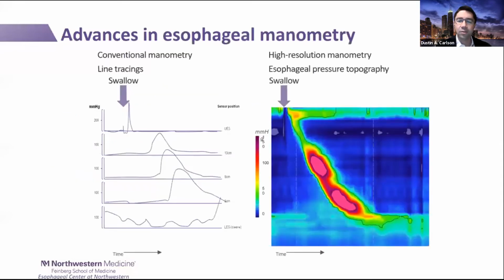First, high-resolution manometry and esophageal pressure topography, or Clouse plots, represented an advance in esophageal manometry and have essentially replaced conventional line tracing manometry, as it has allowed improved depiction of characteristics of esophageal motility and also improved ease of interpretation, including improved inter-rater agreement for interpretation, as well as accuracy of interpretation.